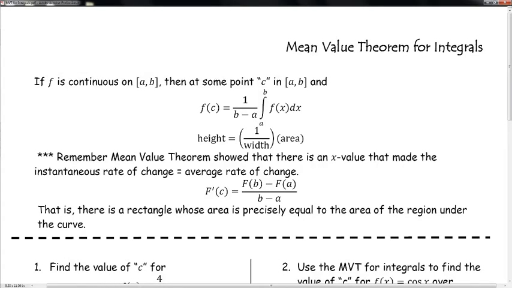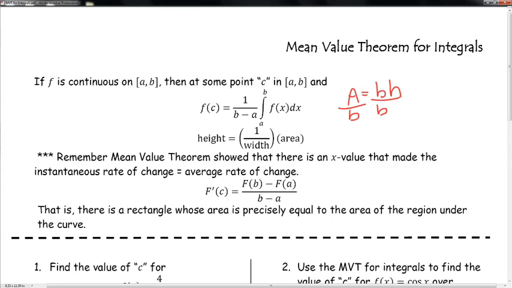Alright, today we're going to talk about the mean value theorem for integrals. If f is continuous on a to b, then there's some point c in a to b such that f of c is equal to 1 over b minus a times the integral from a to b of f of x dx. Your height is your 1 over b minus a, which is your width, times your area. If area equals base times height, and I want to solve for height, I just divide by my base.